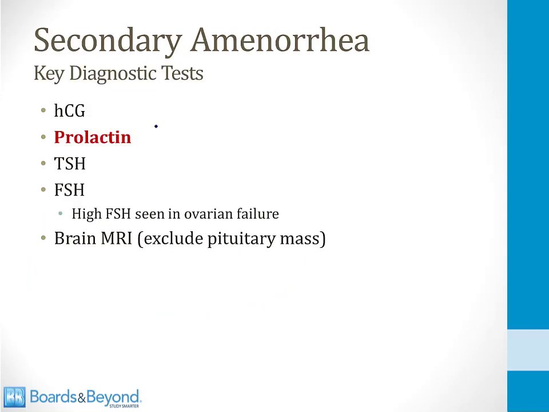The workup of a woman with secondary amenorrhea is not something you're expected to know as a first or second year medical student, but I'll just briefly mention the important diagnostic tests because that can help you to understand better all the potential causes. So an HCG level is often measured to exclude pregnancy. A prolactin level is often measured to exclude any type of hyperprolactinemia. TSH is measured to look for thyroid disease. FSH levels are usually measured because high FSH is seen in ovarian failure, and sometimes a brain MRI is ordered to exclude a pituitary mass.